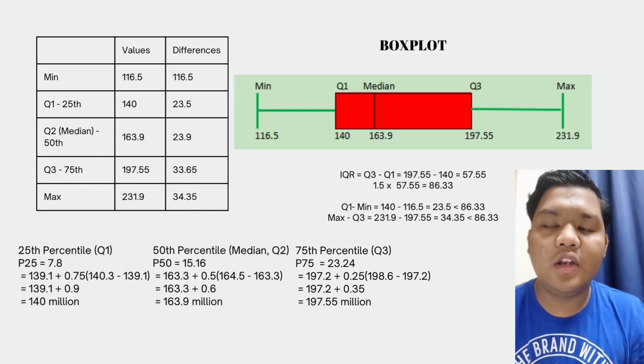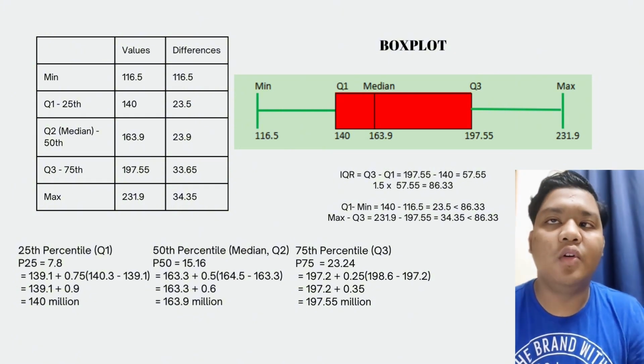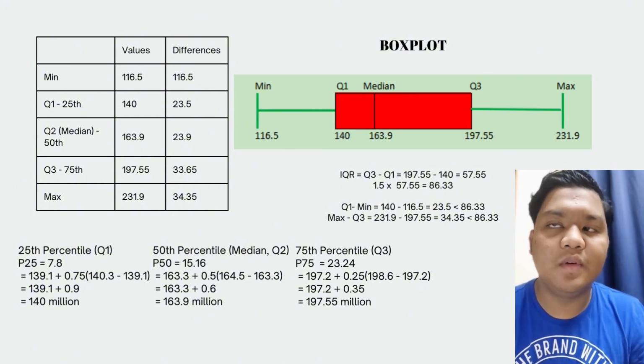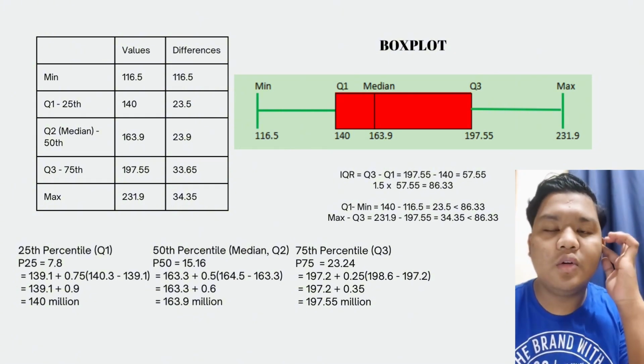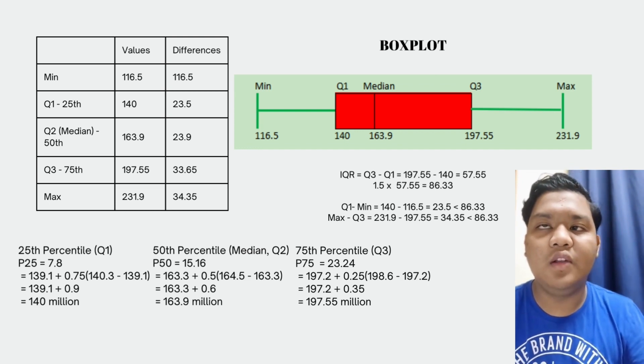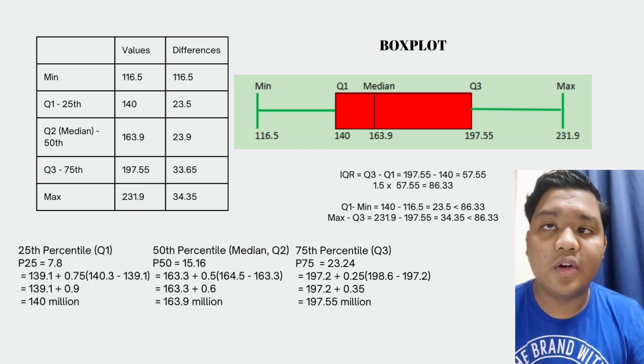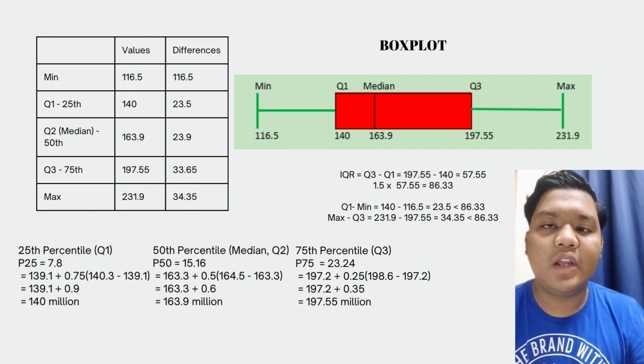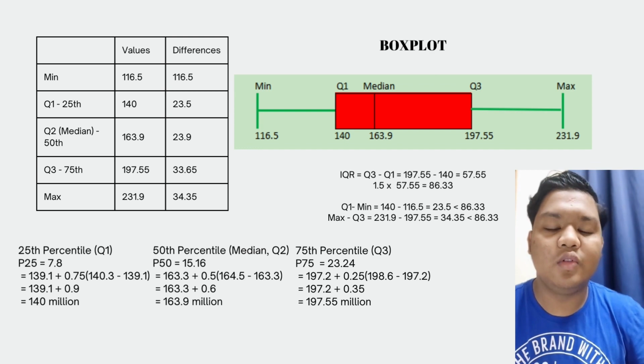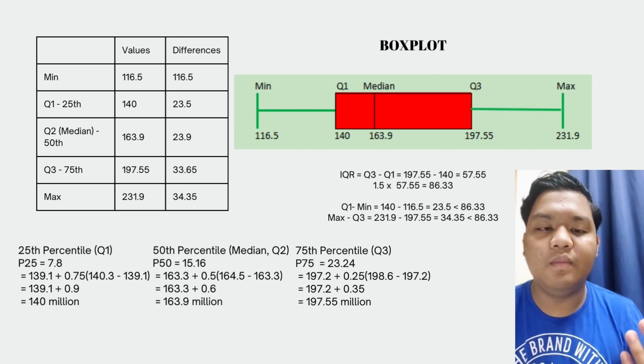Continue to calculate the percentile and construct a box plot for a matrix, which is number of purchase order. Firstly, we need to find the value for the minimum value, the first quartile, second quartile, or we call it median, third quartile, and the maximum value. For the minimum and maximum, we can get from the table that we arranged in ascending order before this.